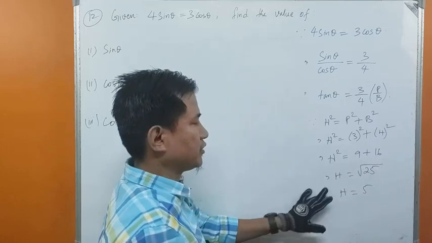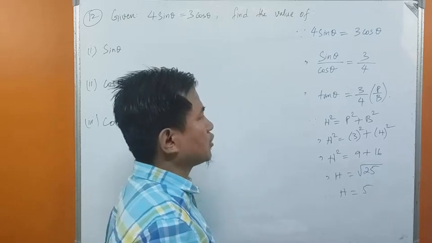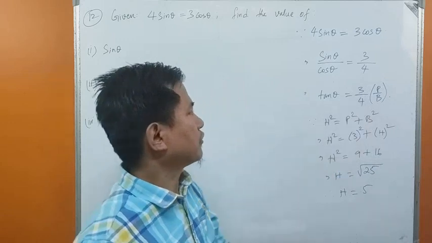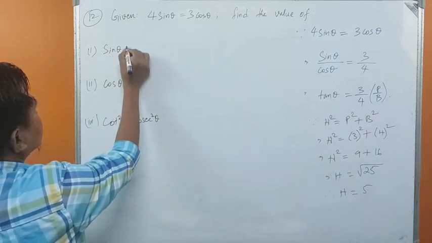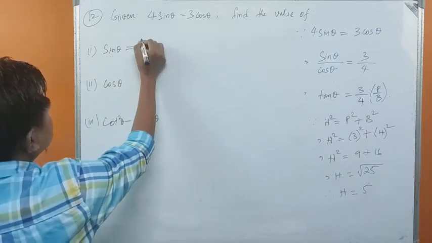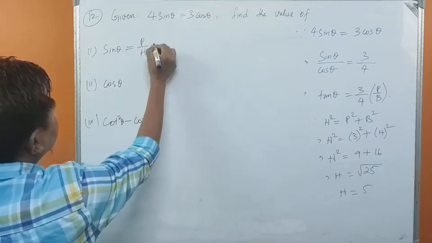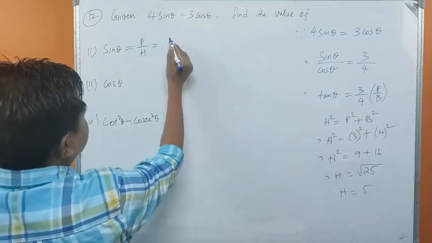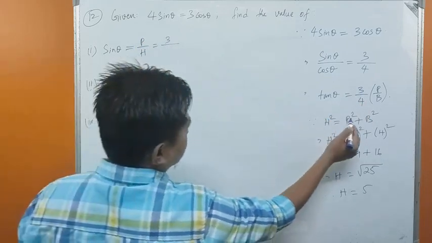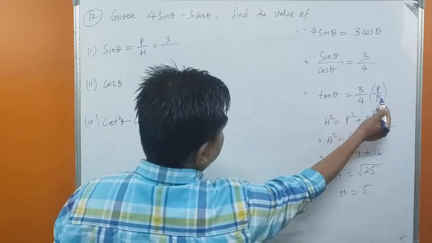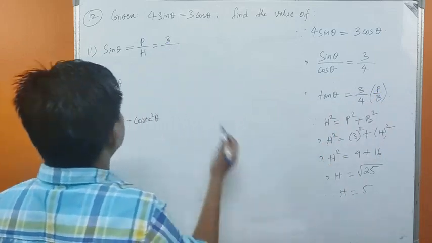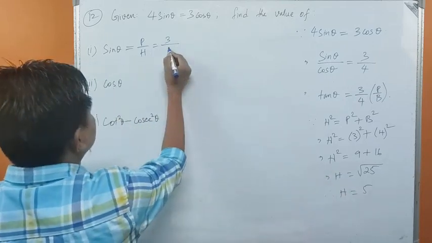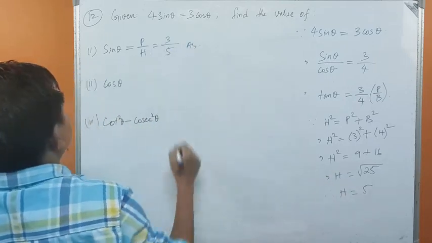5 5s are 25, isn't it? Root under 25 means 5. So we have hypotenuse 5, perpendicular 3, and base 4. Now let us find the value of sin theta. Sin theta is perpendicular upon hypotenuse. So what is perpendicular? Perpendicular is 3. P is 3, b is 4, h is 5. So p is 3, hypotenuse is 5. So 3 upon 5 is the answer for question number 1.